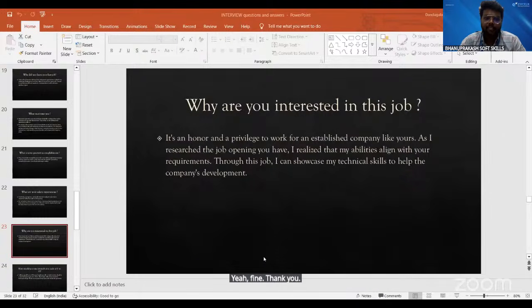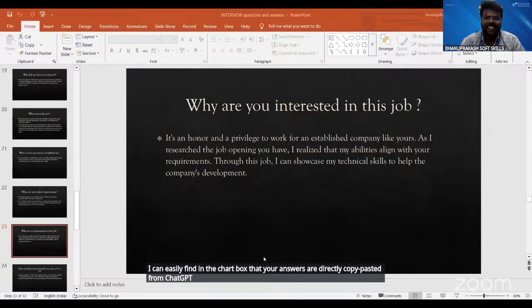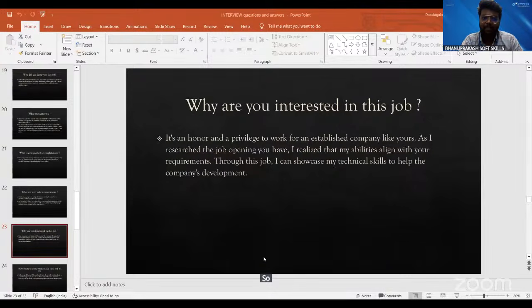I can easily find in the chat box that your answers are directly copy pasted from ChatGPT. So as I already mentioned, don't use any ChatGPT or Google.